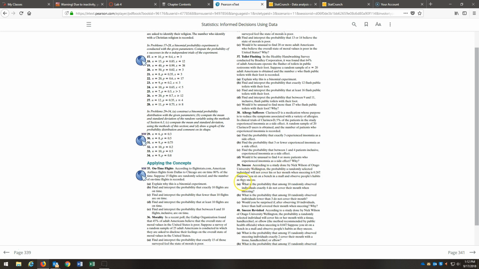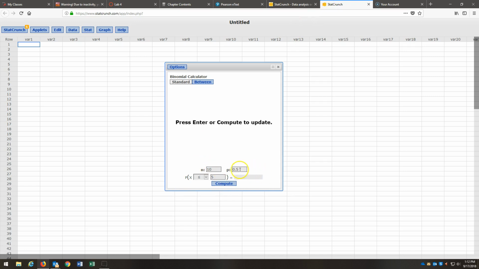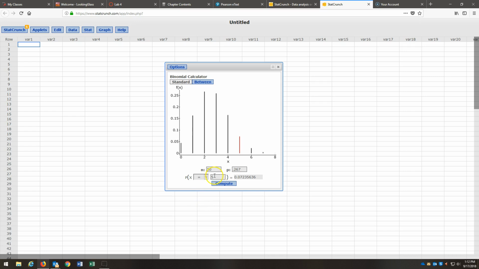Now later on here it says, suppose you sit on a bench in a mall and observe people's habits as they sneeze. What is the probability that among 10 randomly observed individuals, exactly 4 do not cover their mouth when sneezing? 10 is the number of trials, the number of observations. So what we have for parameters would be n, the number of observations, is 10, and p, the probability of success, is 0.267.